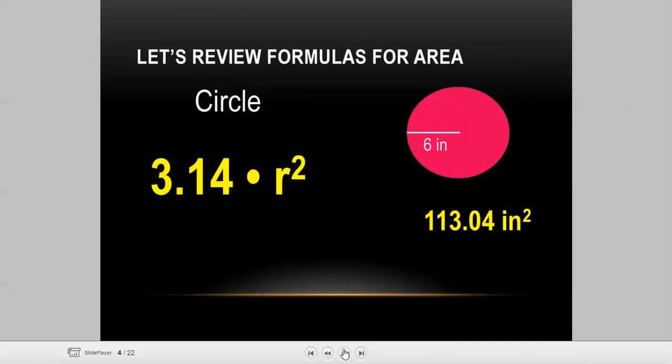The area of a circle is pi r squared. So if I have a circle with a radius of 6 inches, just multiply 3.14, which is the approximated value of pi, by the radius squared. So 3.14 times 6 squared, which is 36 times 3.14, which is 113.04 inches squared.